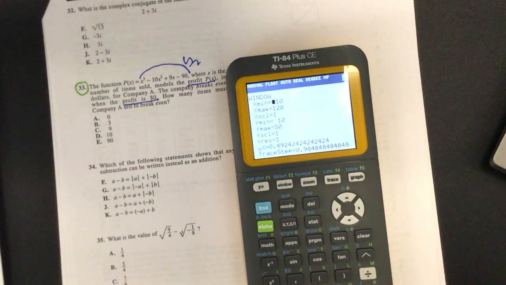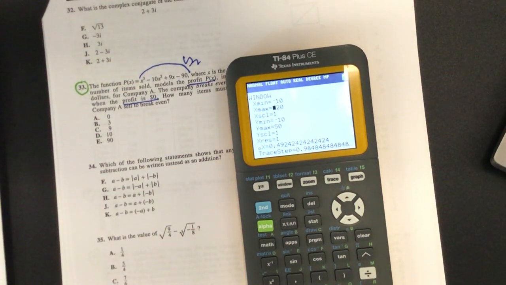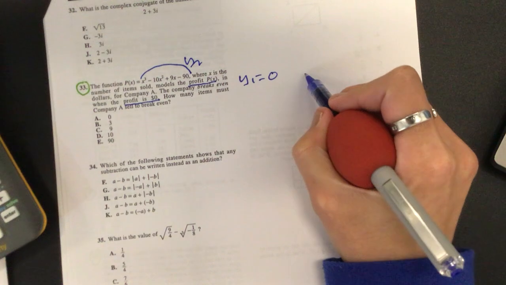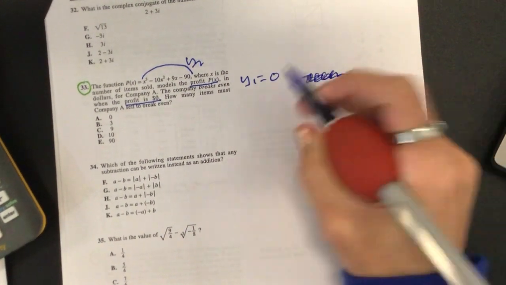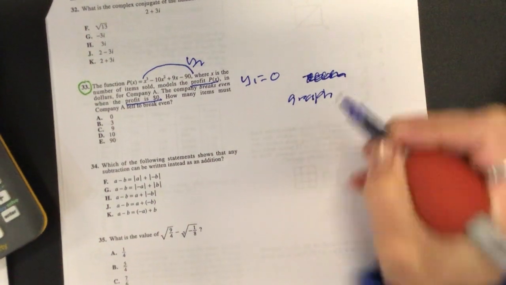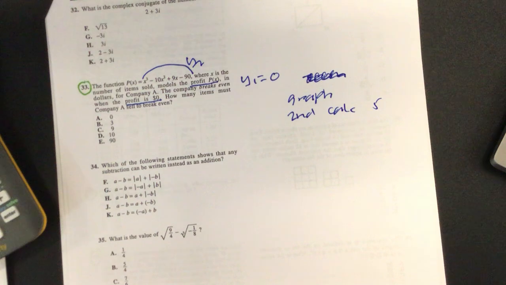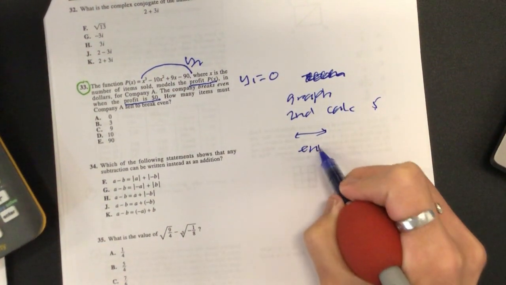What's up? Should I press window? On window, your X max should exceed the highest number. And then here's your keystroke in case it's been a while since you had algebra. You go to, not Zoom, silly me. You go to graph, and you go to second calc, the number 5, and we're going to hover and enter 3 times.